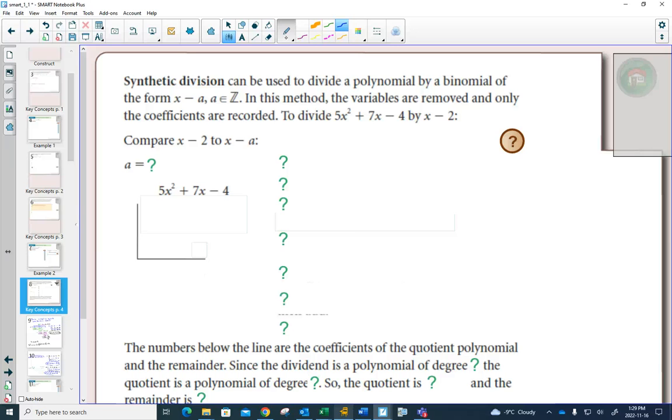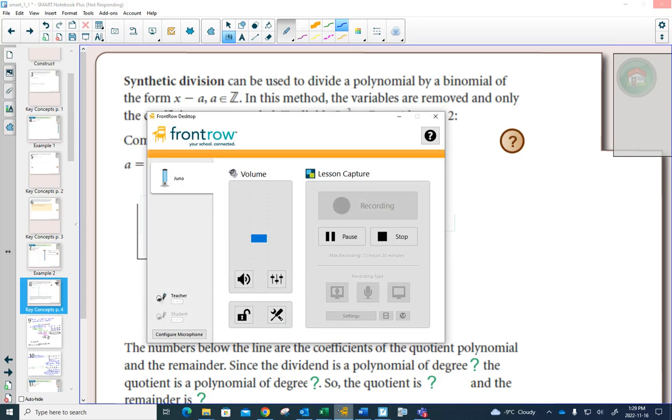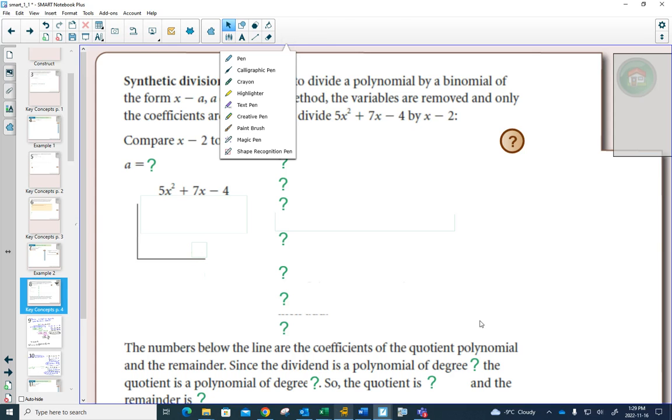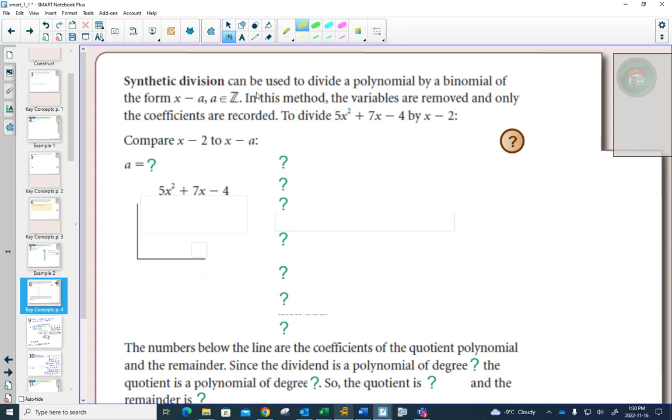So on page 5, it is working. There we go. On page 5, you can highlight synthetic division and learn the technique.